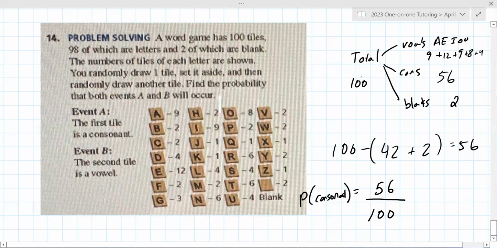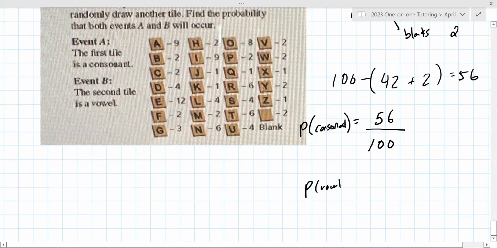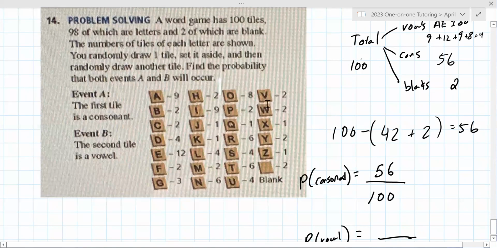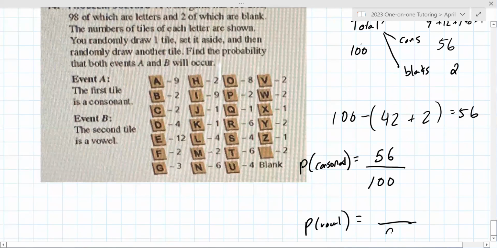$56 out of 100. Yes. Okay. Once we take one out, though, how many tiles are left over? Total tiles are left over. So when you take how many? You're taking one out. Like you reach in the bag and you pull one out. How many tiles are left over inside the bag? Oh, 99. Yeah. Good. It's really important that you see that on dependent events, that bottom number goes down.